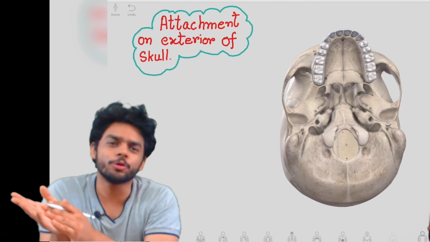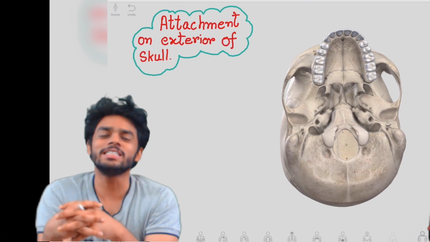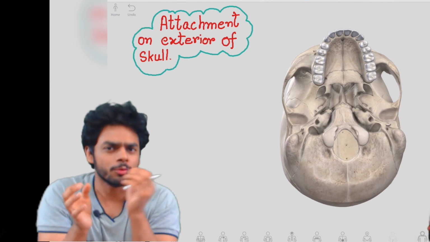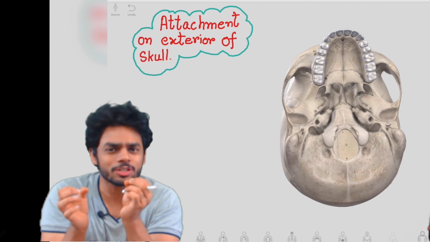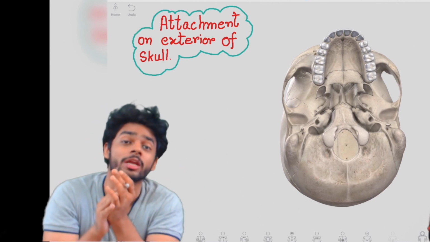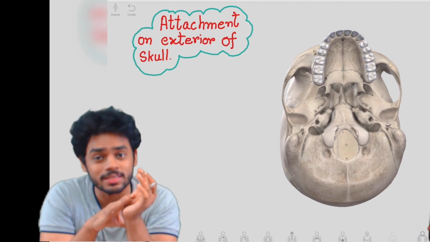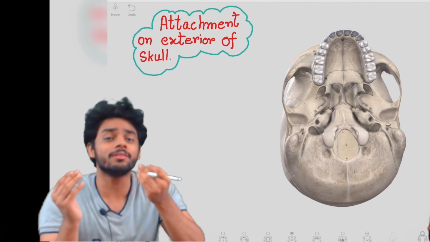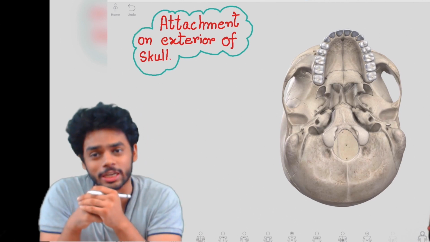In this video, we are going to study the attachments on the exterior of the basal part of the skull. Yes, we are going to study which structures are attached to the bony landmarks which we can see from the base or inferior view of the skull. We will start with the posterior border of the hard palate and then we will proceed in the posterior direction.